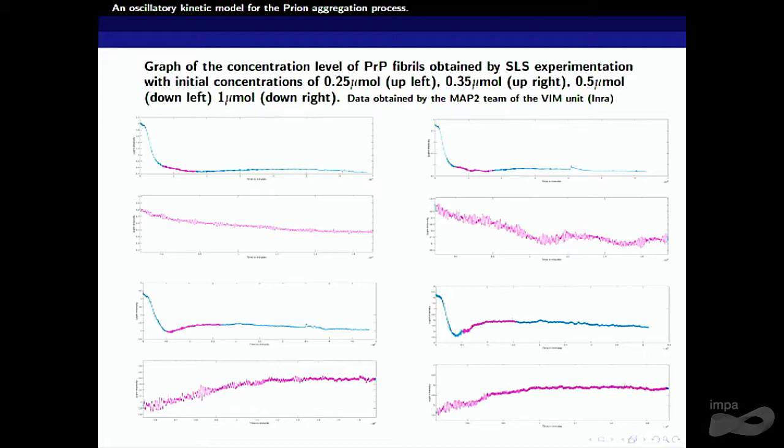But what's interesting is that in all these experiments, we get some more or less pronounced oscillations. For example, in the 0.35 micromole experiment, we get a big amplitude for the oscillation. But in the 0.25 micromole experiment, we get a low amplitude for the oscillation that can be blurred in the noise.